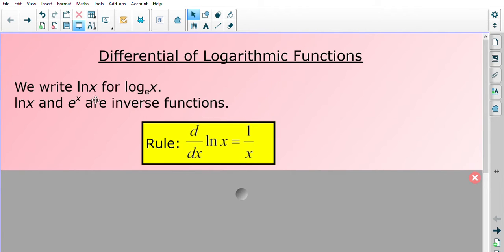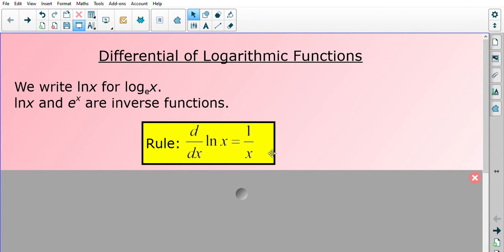The first thing to note is that the log of x and e to the x, the exponential of x, are inverse functions of each other. You should maybe have known that from Higher. That means if I take the log of the exponential of x, I get x back. Vice versa, if I take the exponential of the log of x, I get x back as well. They're inverses of each other.